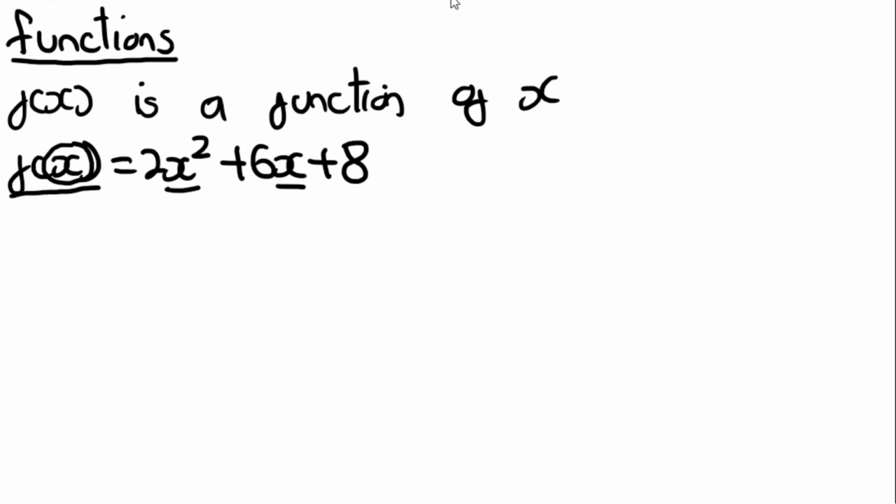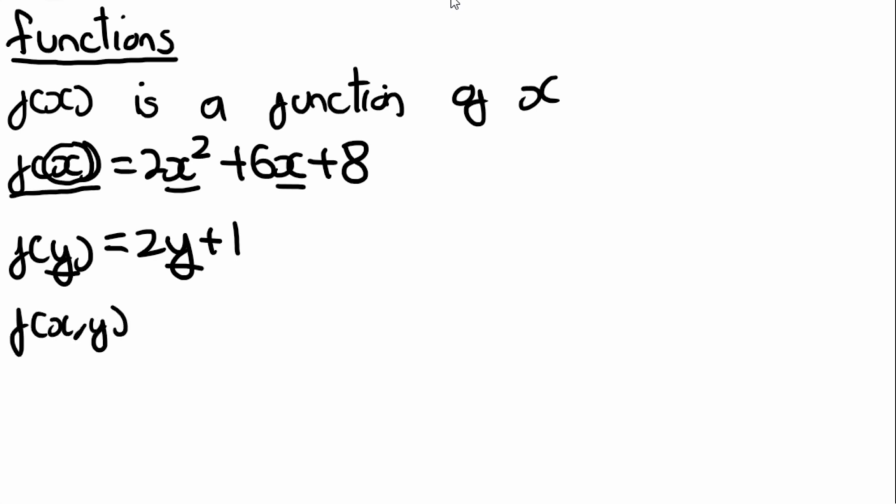So if you were going to say f(y), that would be something like, I don't know, 2y plus 1. That is f(y) because the y is the variable. You can also get functions that have multiple variables. For example, f(x,y) could be 6xy minus y, or something like that.